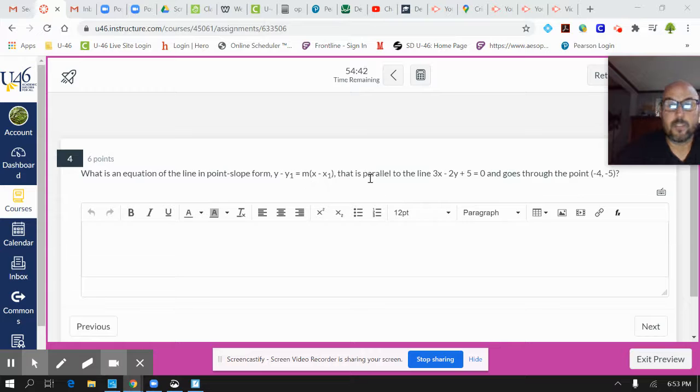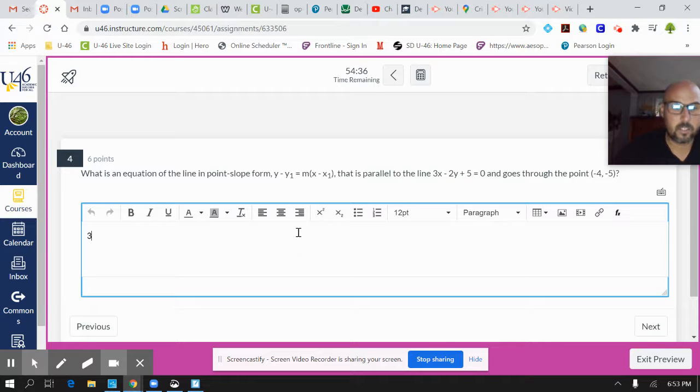Well, if it's parallel to this line, then it has the same slope as this line. And you have to show me how you got the slope. You have to show me the work. That was in the first set of instructions. So we would solve for y. I would subtract 3x and subtract 5. So I get negative 2y equals negative 3x minus 5.